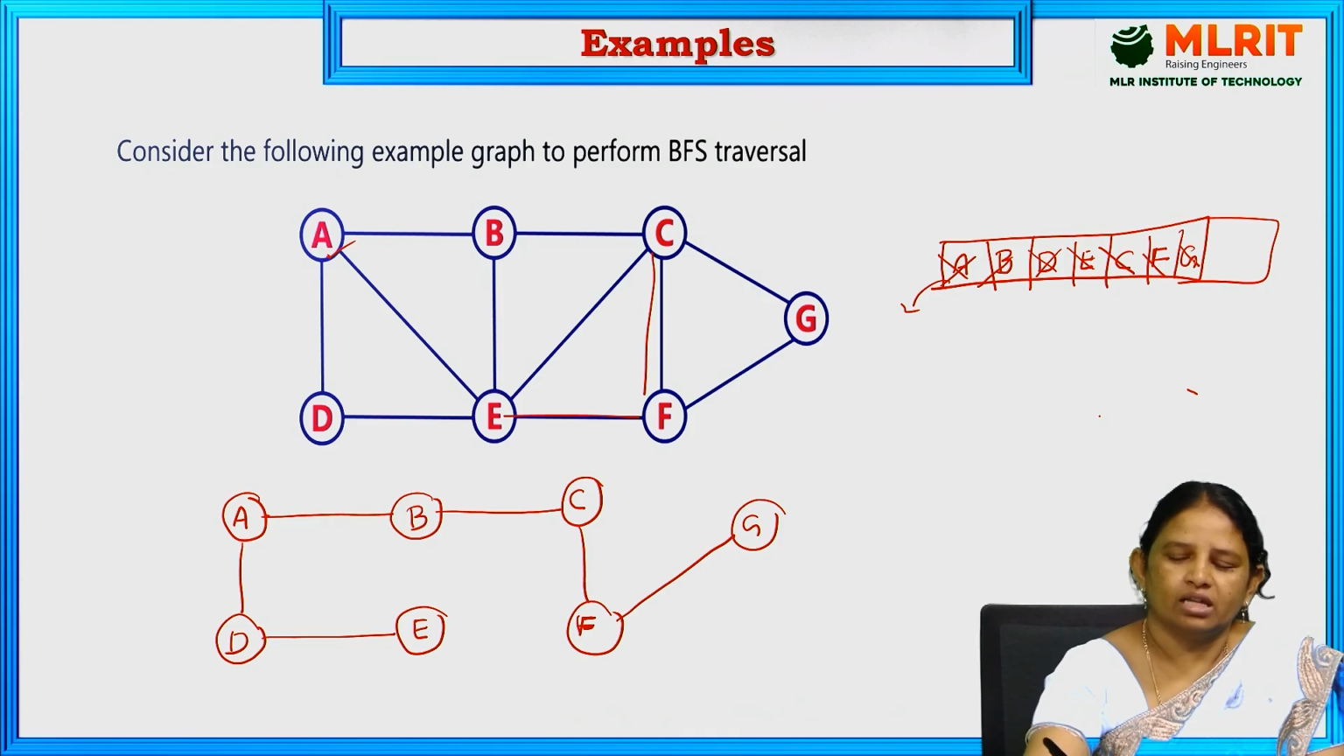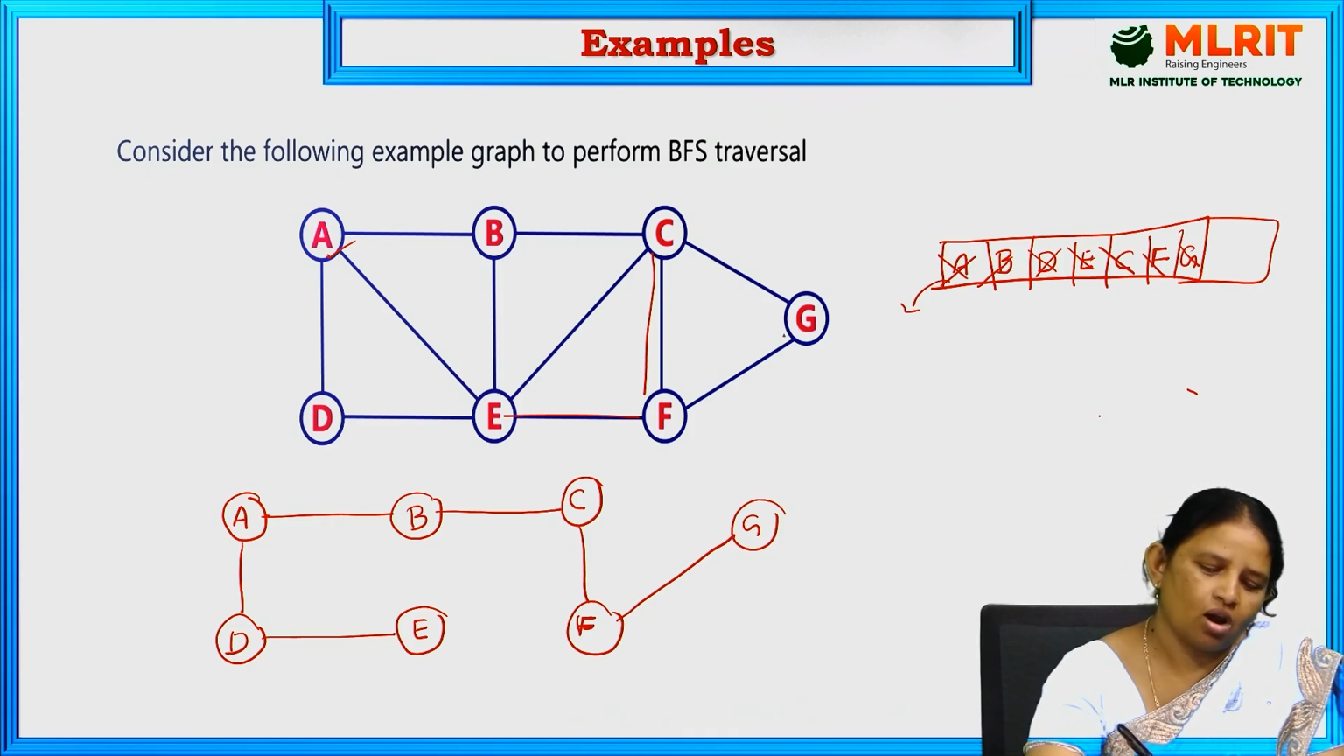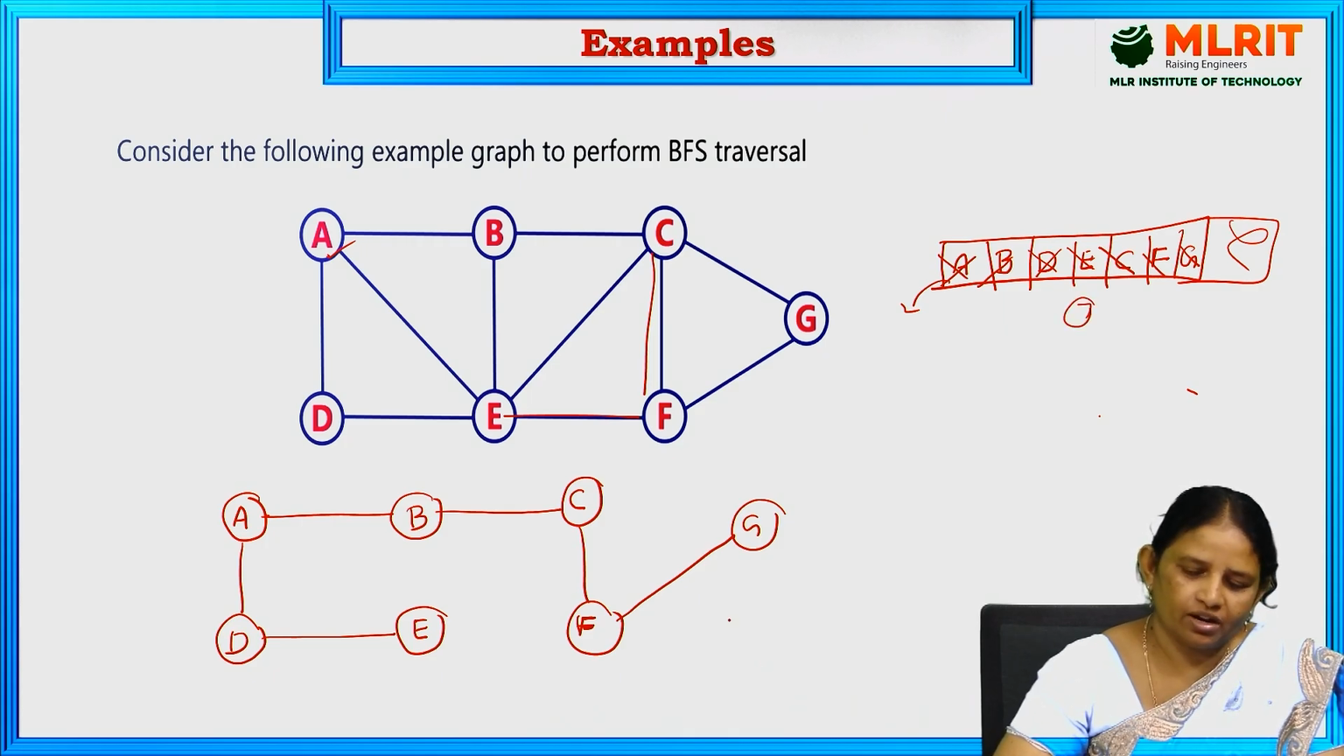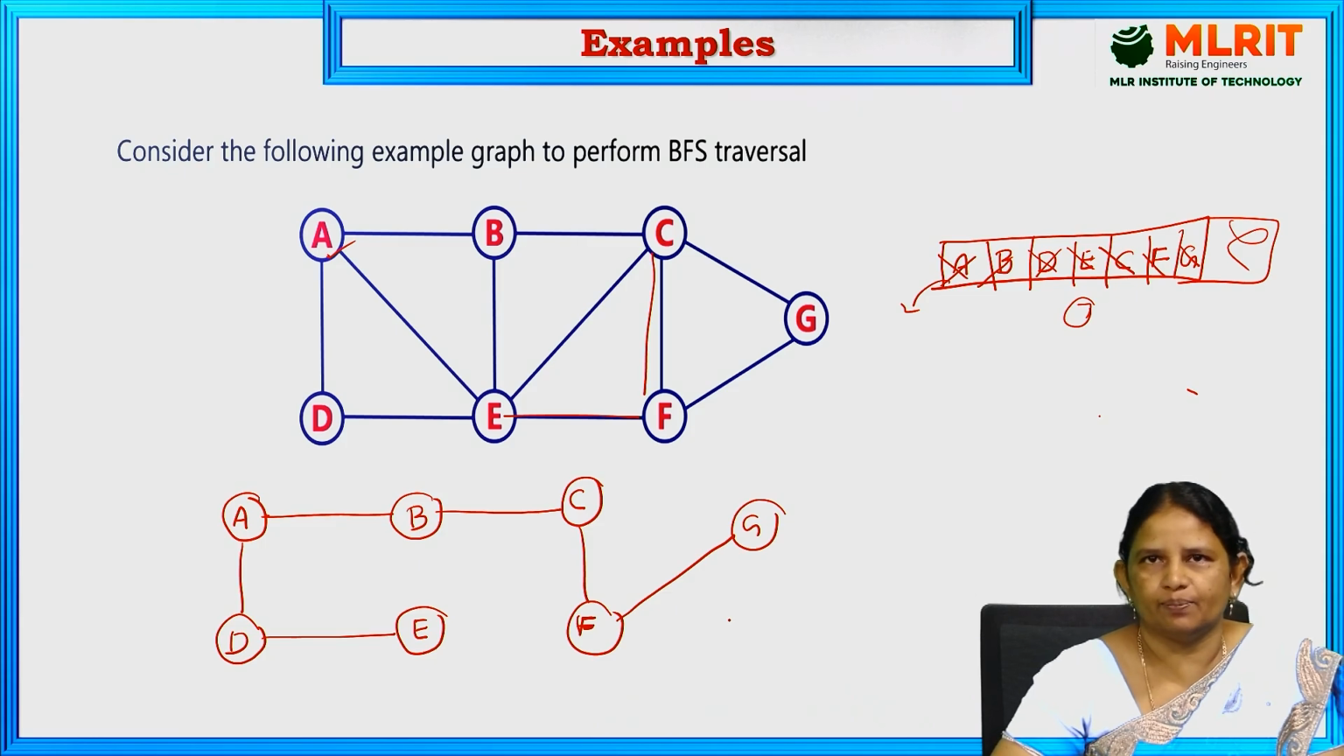Then what are the adjacent vertices of G? All are added. So the total number of vertices is 7. Now all the elements are deleted from the Q. Once the Q is empty, we have to write the corresponding BFS traversal.